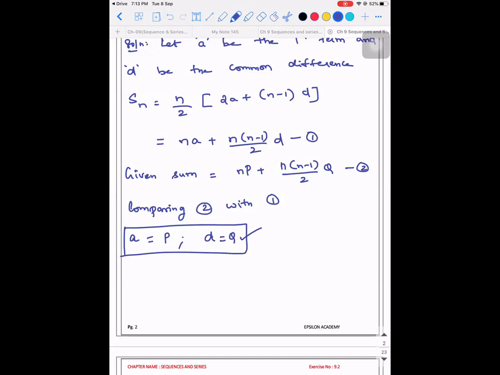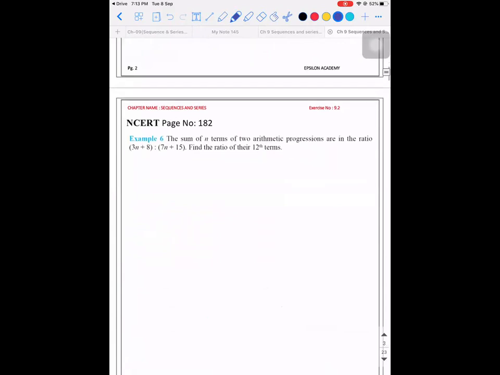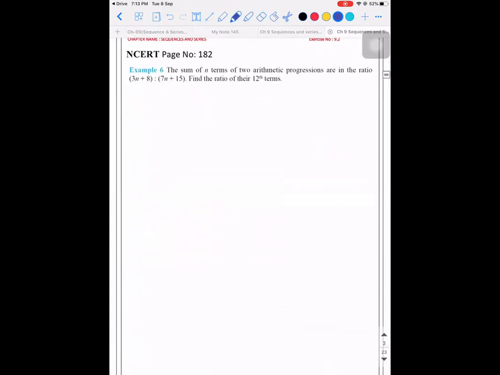Clear? So I'm moving on to the next question. The sum of n terms of two arithmetic progressions are in the ratio 3n plus 8 is to 7n plus 15. Repeating it, the sum of n terms of two arithmetic progressions are in the ratio 3n plus 8 is to 7n plus 15. Find the ratio of their 12th terms.